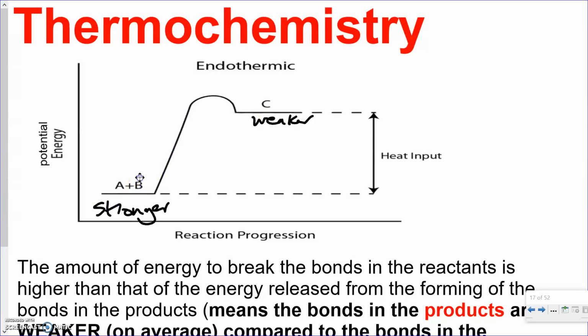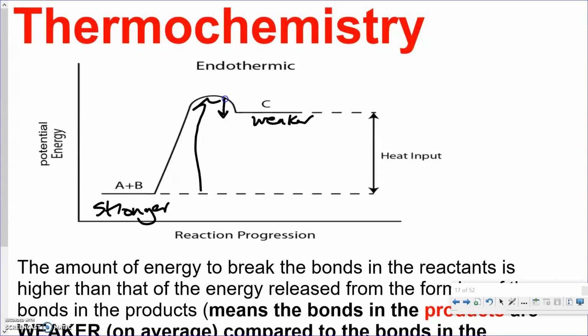Okay, but notice what happens. The energy that goes in to break the bonds is much higher than the energy that is released when the bonds form. So what do we end up with? We end up with an increase in energy overall versus a decrease in energy, therefore a positive delta H. Energy has to go into the system to allow it to occur, and therefore endothermic.